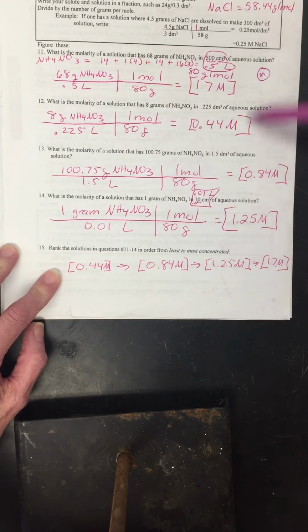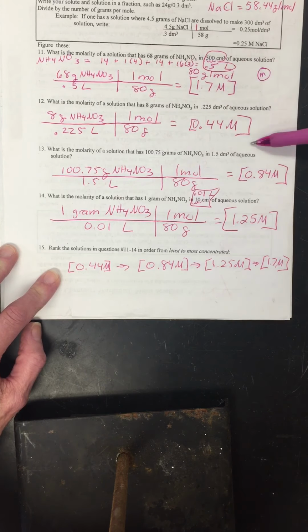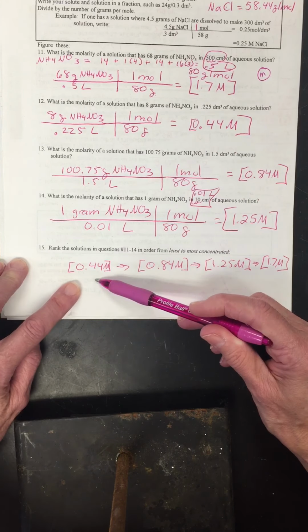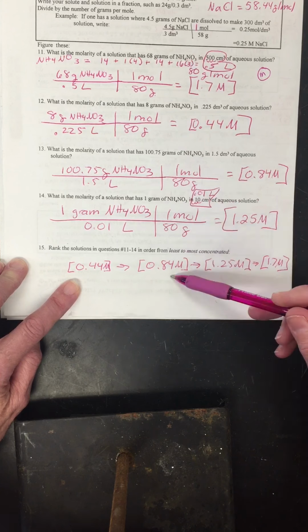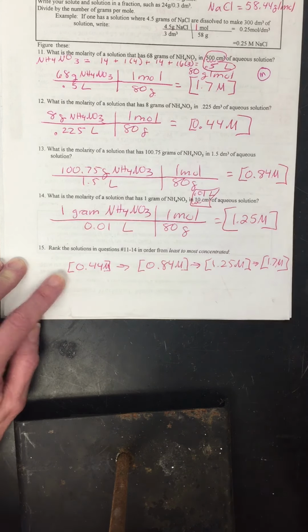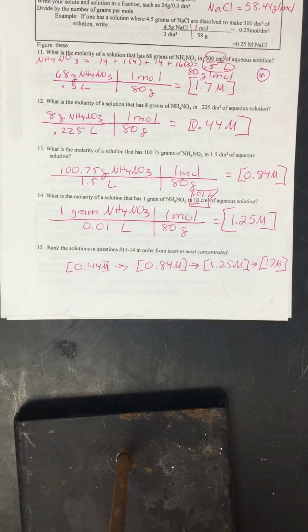Now they say rank these in order. So we look at these 4 numbers and say, which is the smallest? Well, that one's the smallest. So this is the least concentrated. That's the next smallest. That's the next smallest, and that's the biggest. All right, that was easy, wasn't it? This is going to be a great test. We're going to have lots of hundreds.